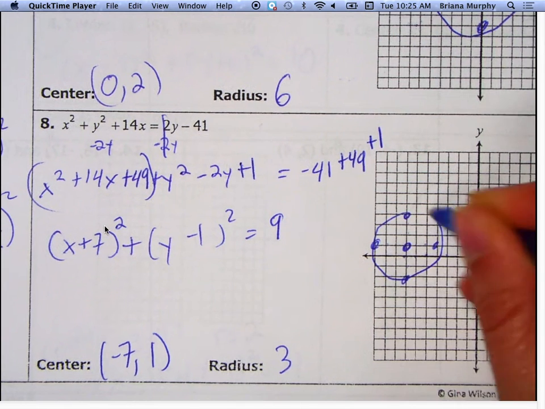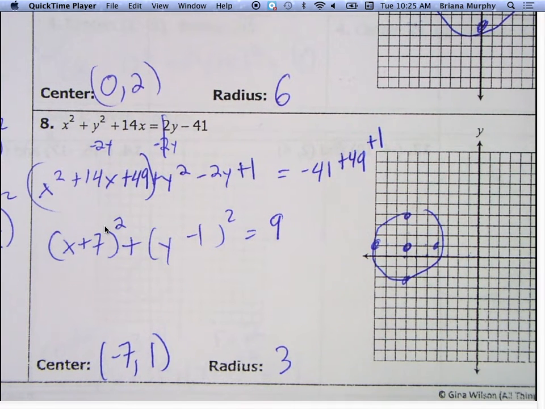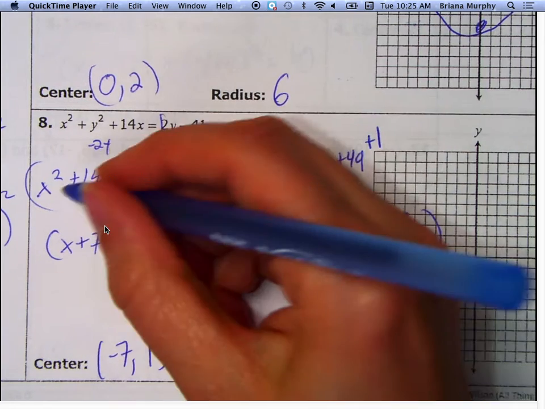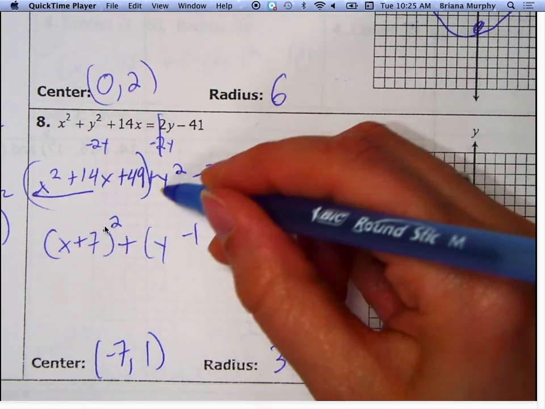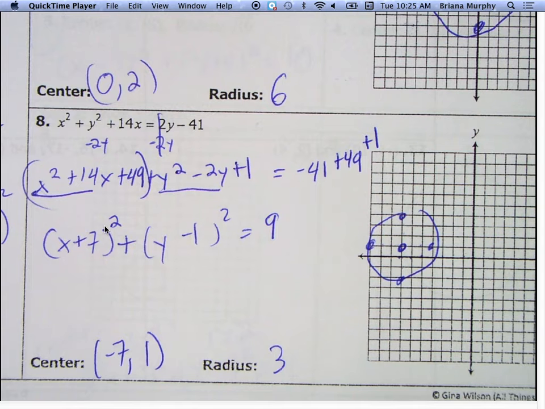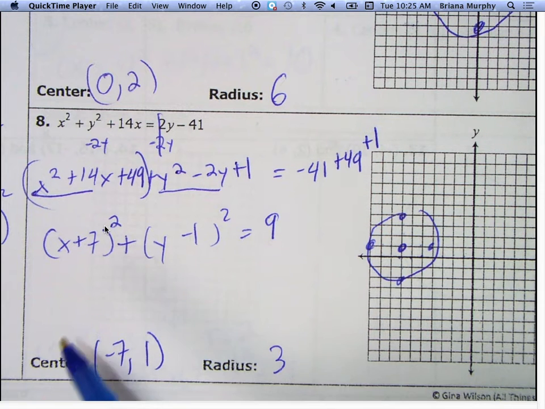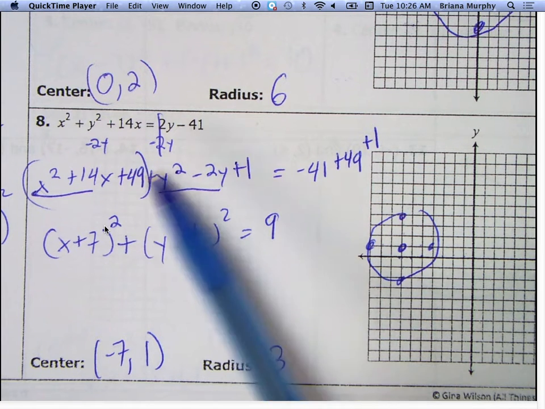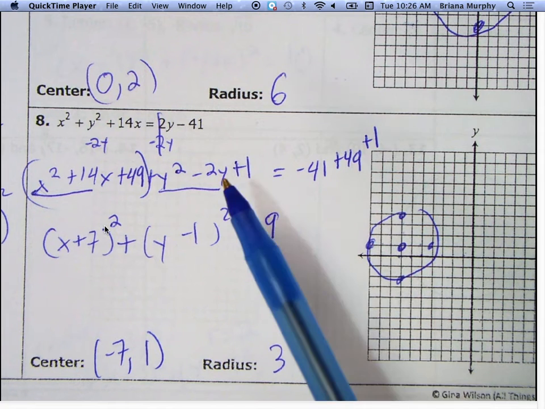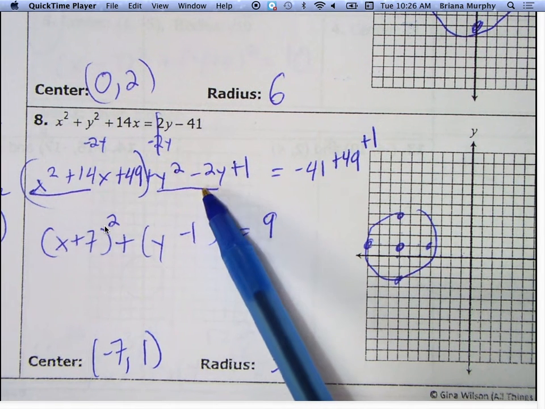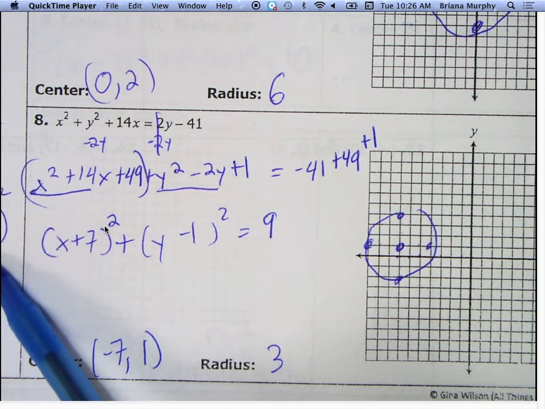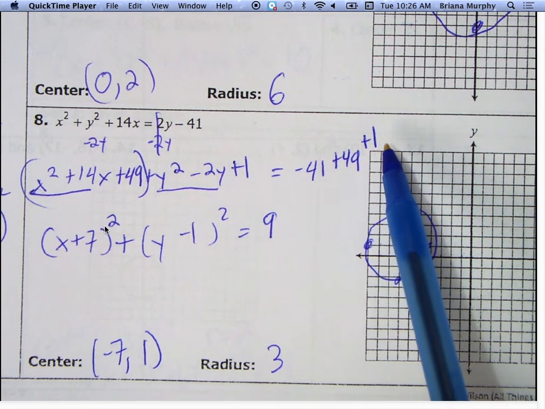Okay. So the first thing I did is get the negative 2y to the other side, right? And I put the x squared next to the 14x and the y squared next to the negative 2y. Then I said, okay, there's a 14 in front of my x. So I'm going to divide that by 2 and square it and add it to both sides. That gives me 49. So I add that to both sides of the equal sign. Then what's in front of the y? Negative 2. Negative 2 divided by 2 squared is 1. So I add 1 to both sides.